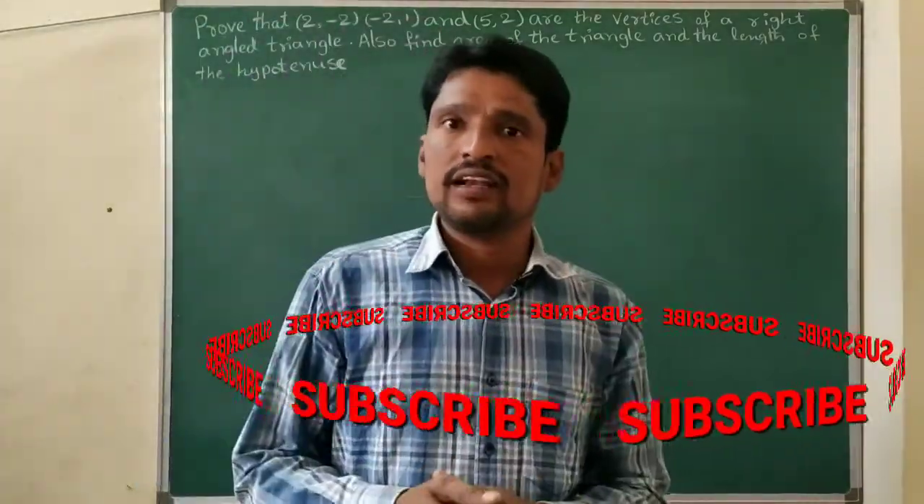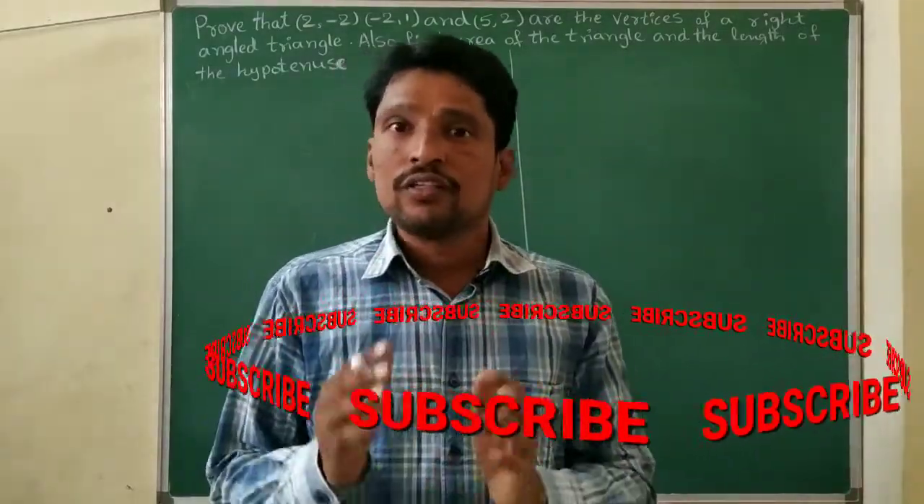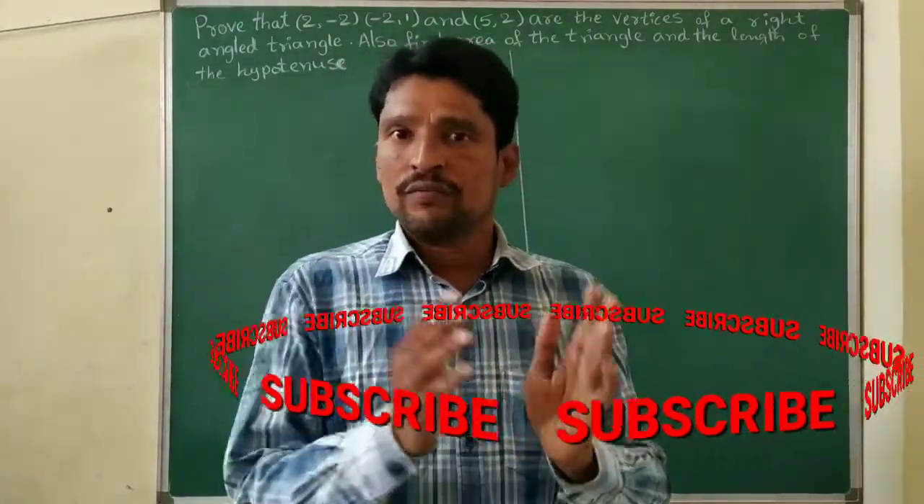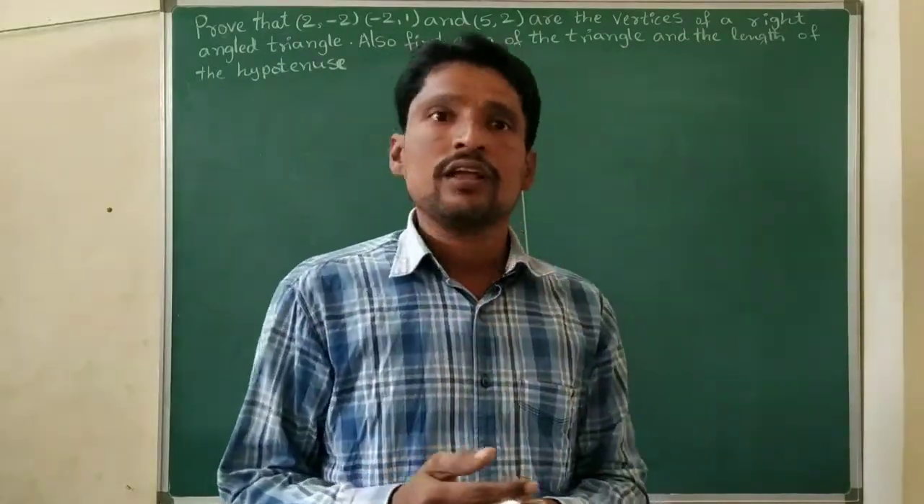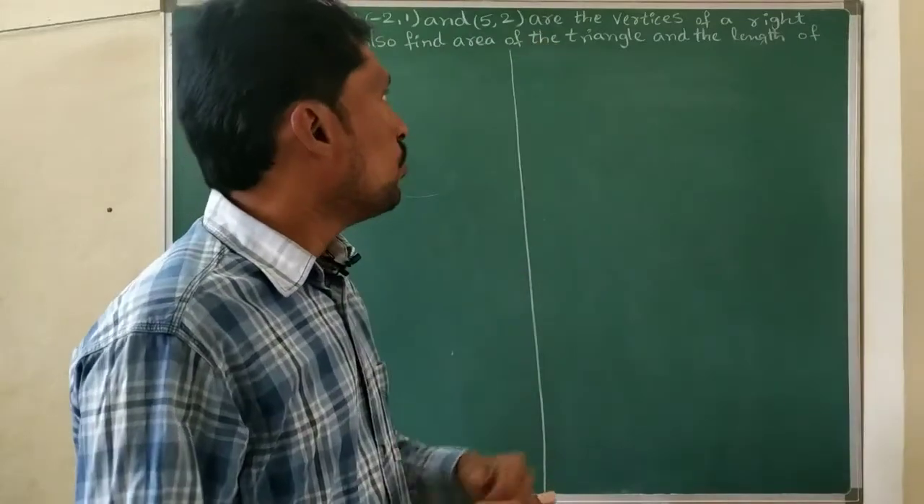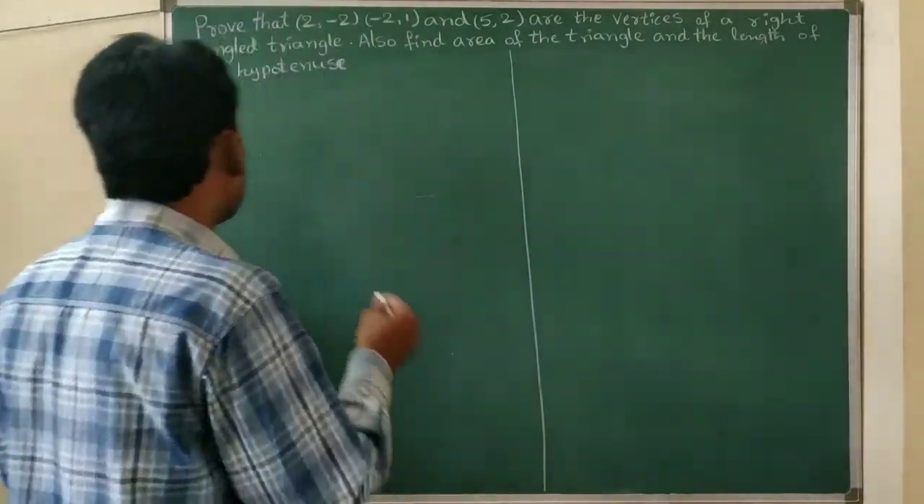If it is a right angle triangle, we know the formula: hypotenuse square equals side square plus side square. If it satisfies hypotenuse square equals side square plus side square, then the given vertices belong to a right angle triangle. So now we can see the solution.